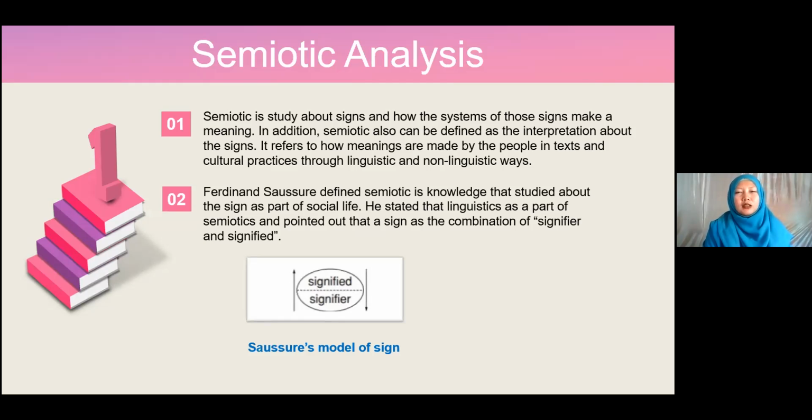And then the founder of semantic analysis is Ferdinand Saussure, who identified semantics as the knowledge that studies signs as part of social life. He stated that linguistics is part of life, and he pointed out that a sign is the combination of signifier and signified. The signified is what we can see literally, physically existing, and the signifier is what we have in mind.